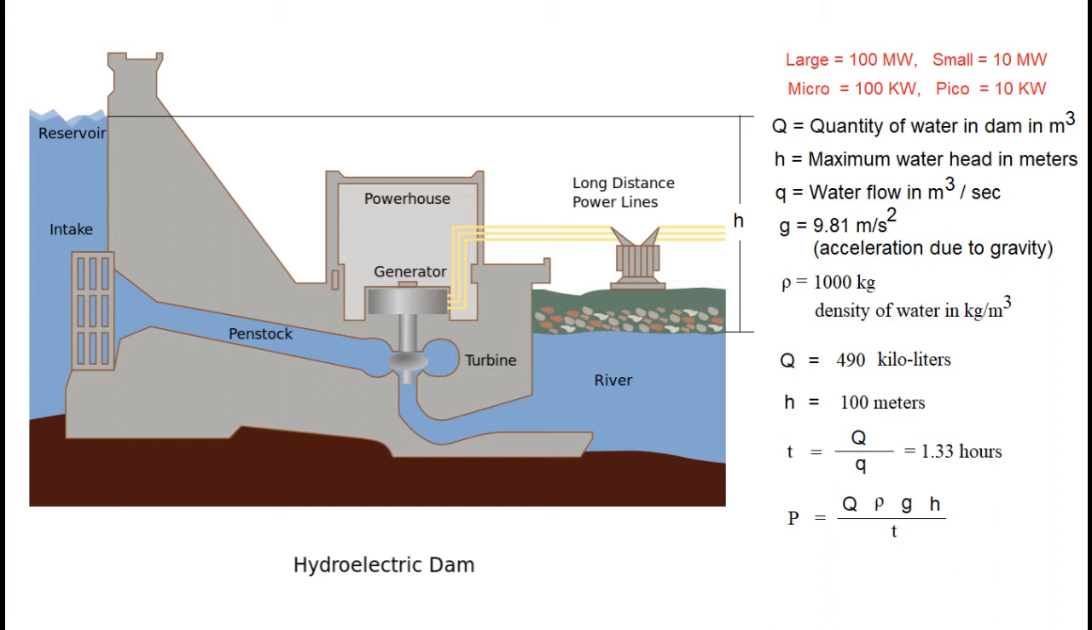Hydroelectric power stations are categorized as large, small, micro and pico power stations. This capacity is more than 100 megawatts for large, less than 10 megawatts for small, about 100 kilowatts for micro and about 10 kilowatts for pico power stations.